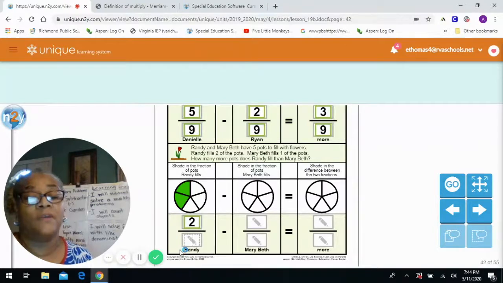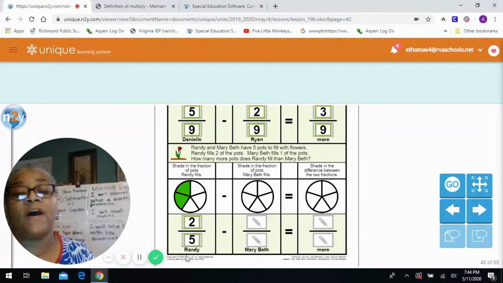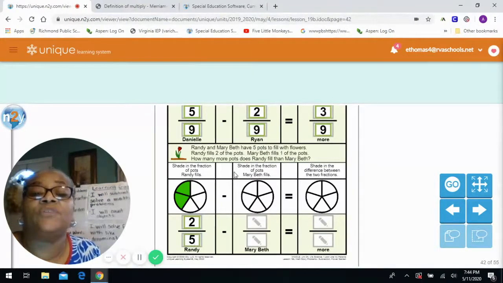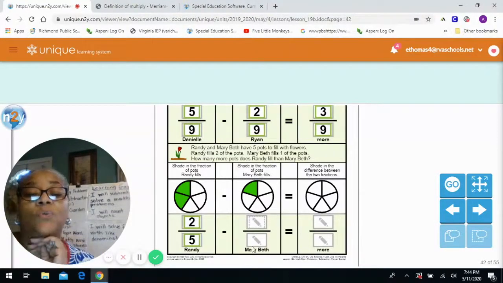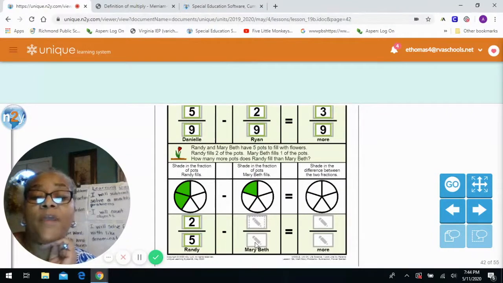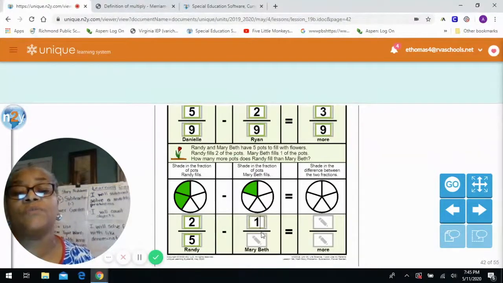Okay. 5. All righty. Now, you have to shade in the pots that Mary Beth fills. Mary Beth fills how many? 1. So let's shade her in. And then let's fill in the fraction. So she has 1. So will it go in the denominator or will it go in the numerator? Yes, it will go in the numerator, the top.